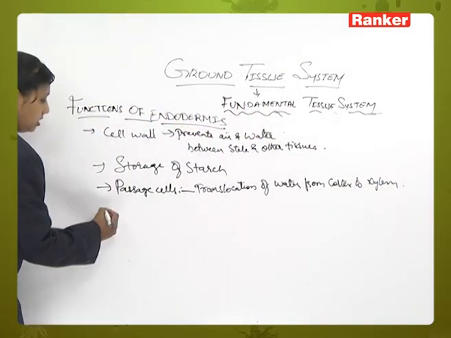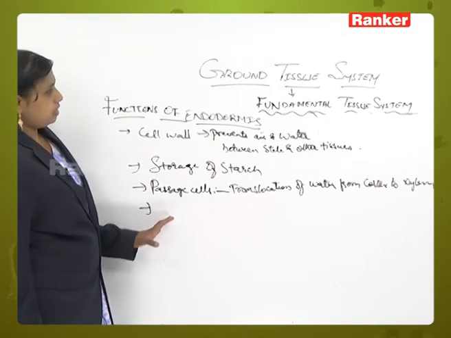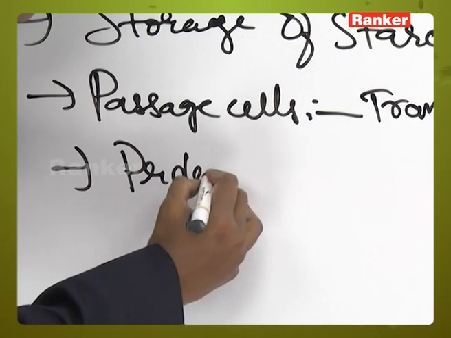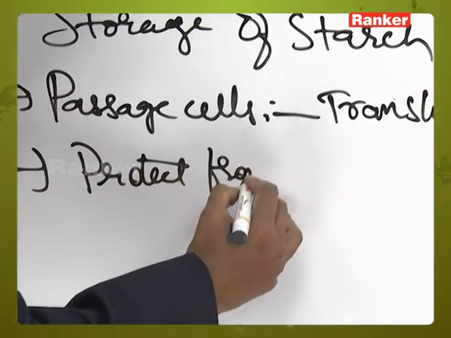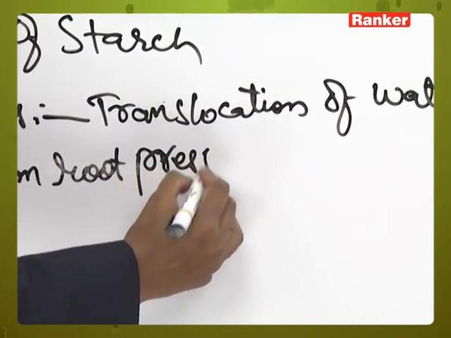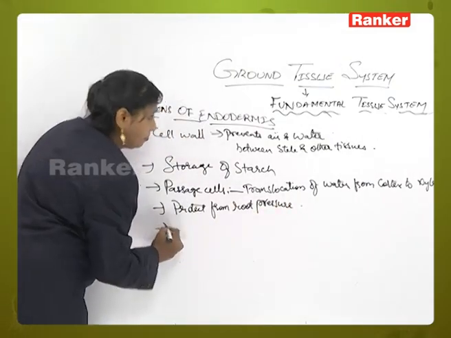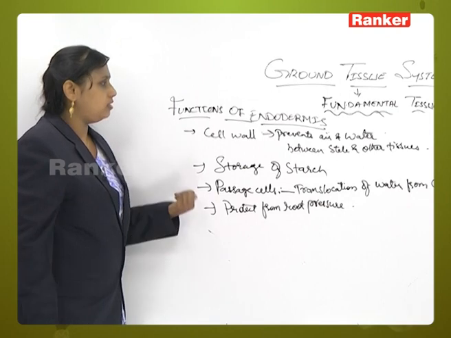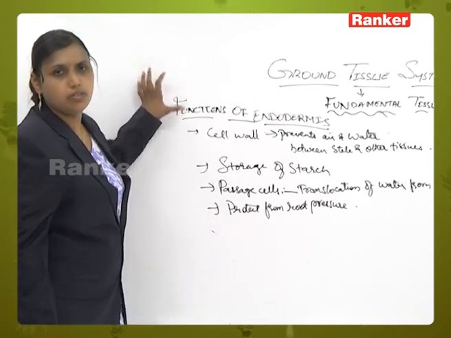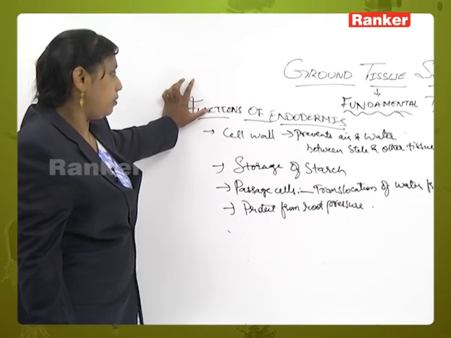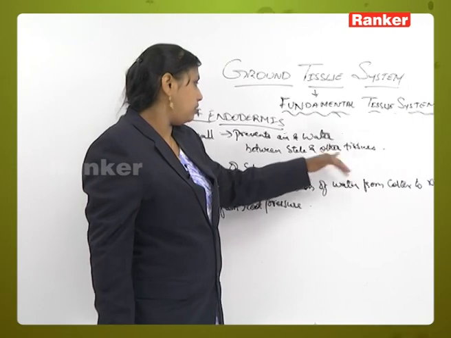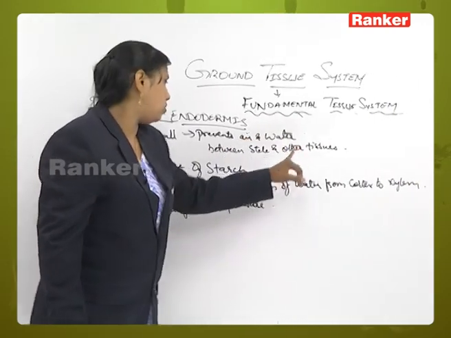Another reason the study of endodermis is important is that it also protects from root pressure. These are the few functions of the endodermis. Next we will be talking about pericycle. So, what is the basic function of endodermis? It is a barrier between the stele and other tissues, so it does not allow the entry of air and water into them.